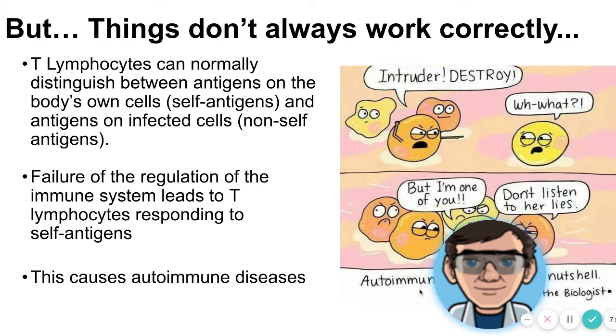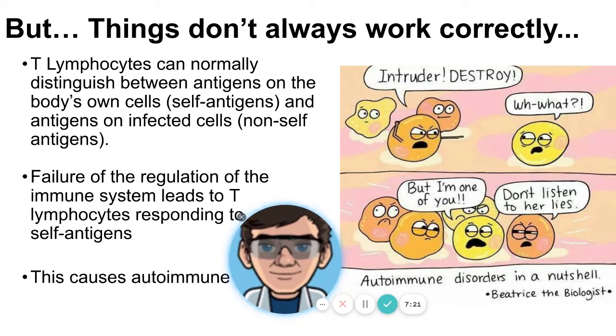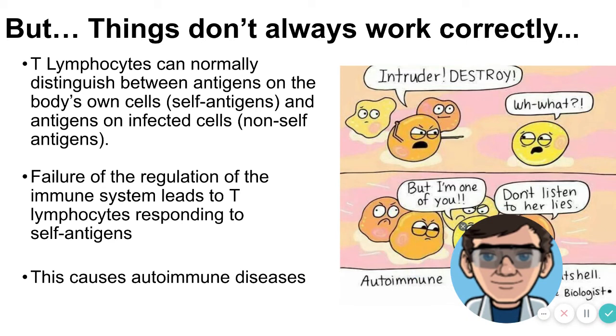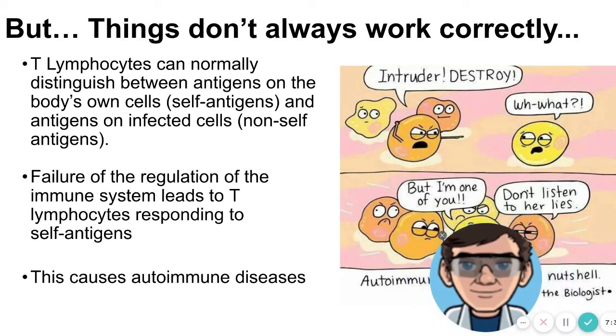Now again, this doesn't always work properly. When T lymphocytes don't work properly, we call this an autoimmune disease. So that's when, like the cartoon says there, the cell's trying to say, I'm one of your own cells. The T lymphocytes are being triggered by the proteins on the surface. They're seeing them as foreign antigens, and they're attacking it as if it's an infected cell when it's not. So T lymphocytes have to distinguish between antigens of your own cells, self-antigens, and of infected cells, non-self antigens, being presented on the surface. If they fail to do that, that will cause an autoimmune disease.